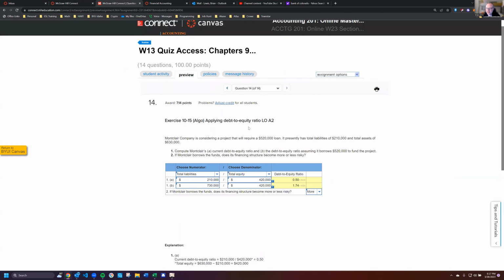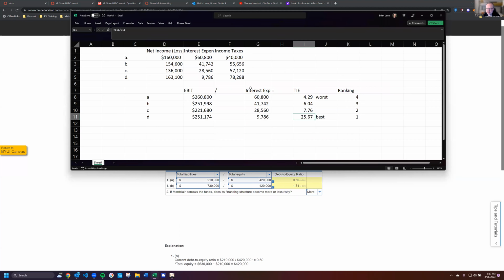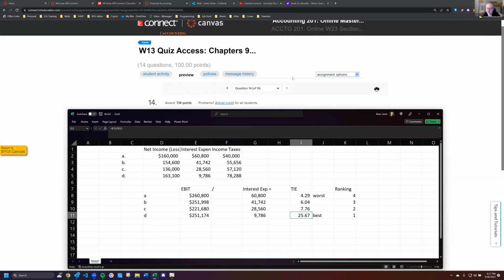Analysis. Applying debt to equity ratio. Let's see if we can cover this up and get the actual problem. Okay, number 14.